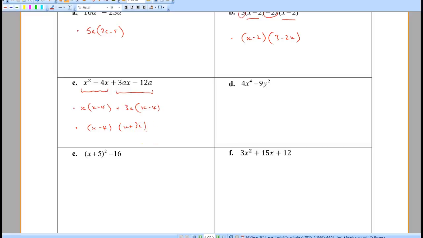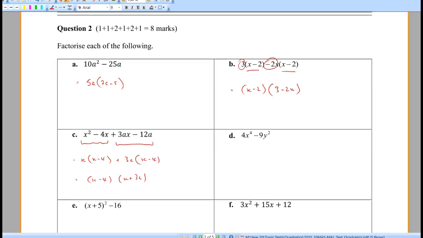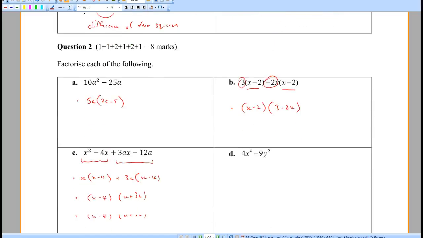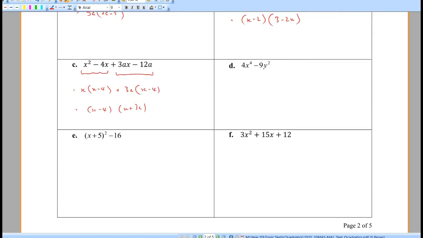So look for groupings. So much of what we're doing in this topic and the skills that are called on are just understanding what's required, what technique is needed. Difference of two squares, huge. Grouping. Look, here's a difference of two squares.